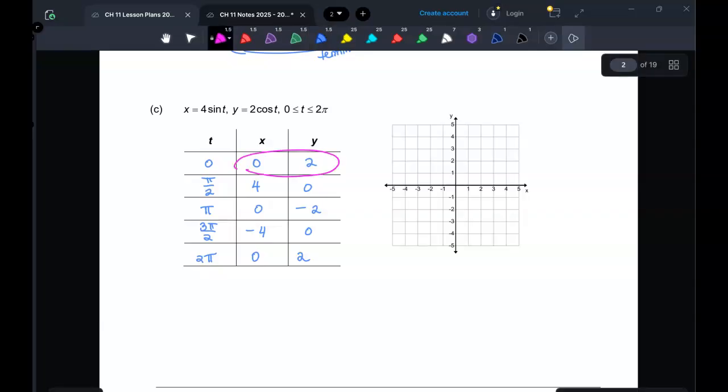So looking here, our initial and our terminal are exactly the same. So it's not quite a circle. This is actually going to be an ellipse because you'll see it's elongated in one direction. So here we have 0, 2, 4, 0, 0, negative 2, negative 4, 0, and back.